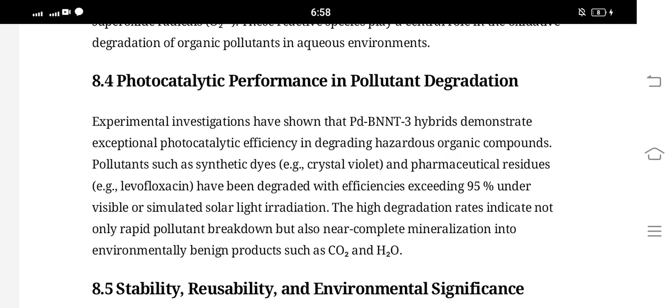The high degradation rates indicate not only rapid pollutant removal but also near complete mineralization into environmentally benign products such as carbon dioxide and water. This confirms the effectiveness of the boron nitride nanotube 3 based hybrid system in environmental remediation.